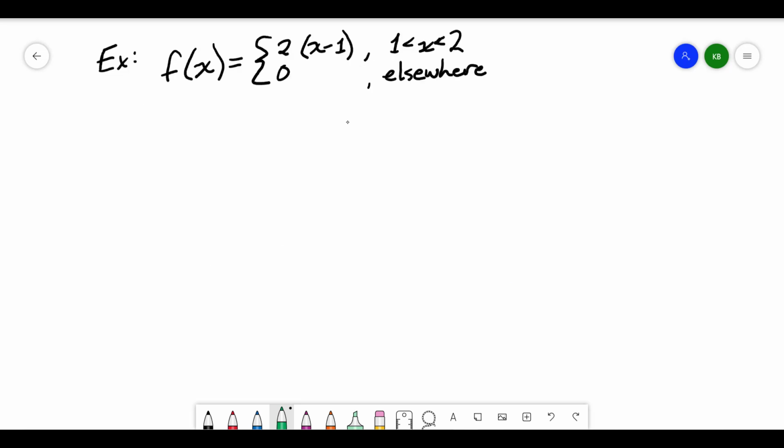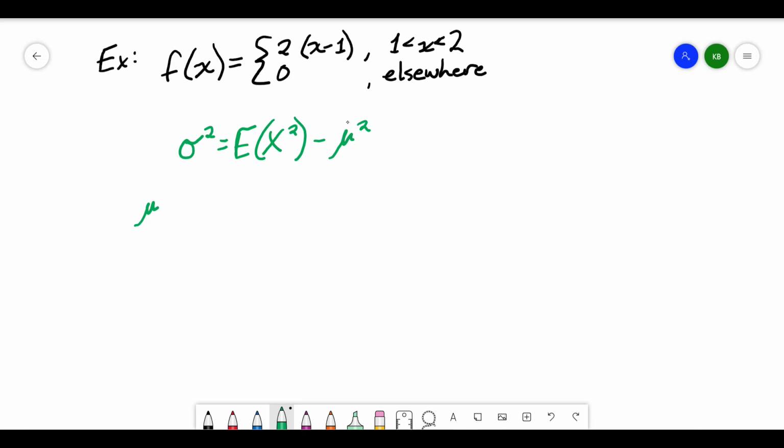Here I have an example with a continuous random variable x, where my probability distribution is going to equal 2 times x minus 1 when 1 is less than x is less than 2, and it's going to be 0 elsewhere. So again, if I want to find my variance, remember our variance equals the expected value of our random variable squared minus our mean squared. So we need to find both our mean and the expected value of our random variable squared.